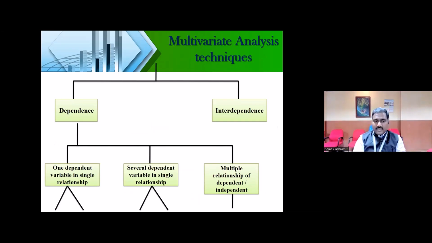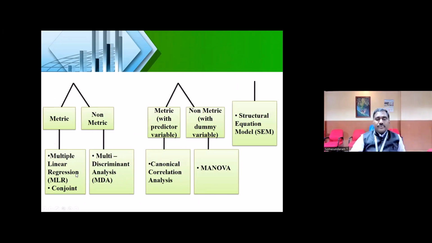If you take dependent variable 1, 2 or more than 2, you can use multiple regression analysis or multiple discriminant analysis, and if it is 2 or more than 2, you can use canonical correlation or MANOVA. If it is more than that, 3, 4 or 5, you can use the structural equation SEM model to give a goodness of fit, to find out which variables are fit for your research. All these things you can do under multivariate analysis techniques.